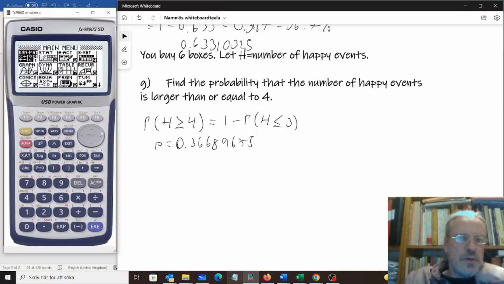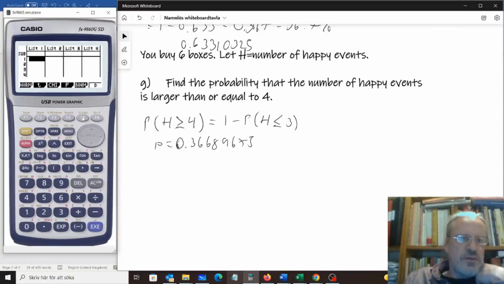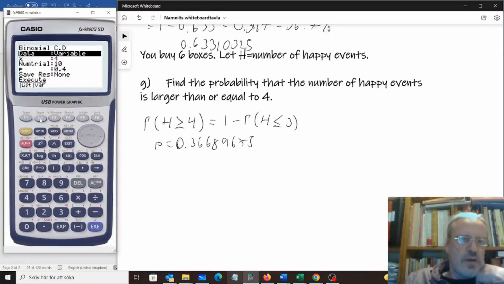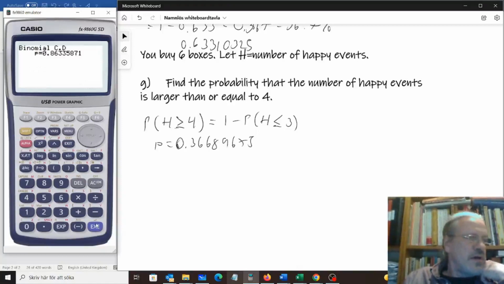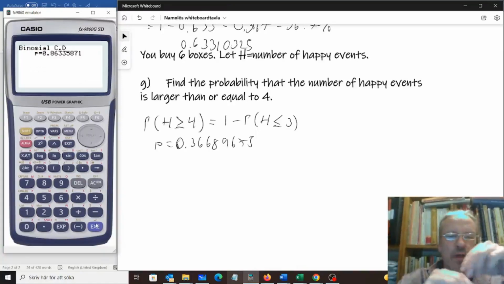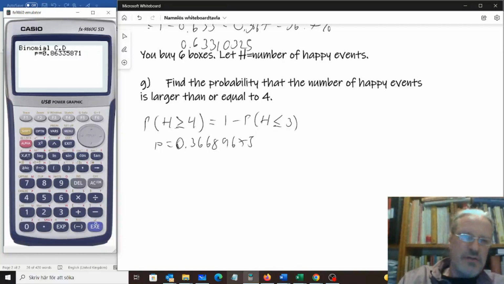Then I go to stat, distribution, binomial, cumulative, and we should have 3 there, and we should have number of trials. We bought 6 boxes, and here I can press alpha A, exit, and then I got that probability here, x again to calculate, and we find that our probability to have less than or equal to 3 is this 0.8633, say.